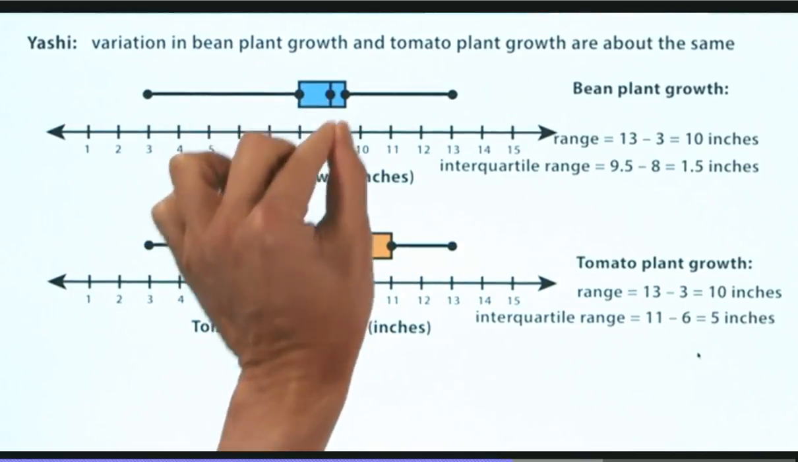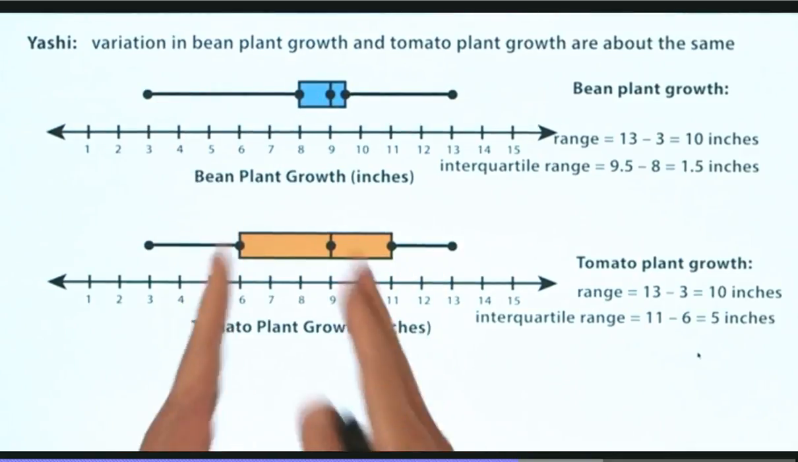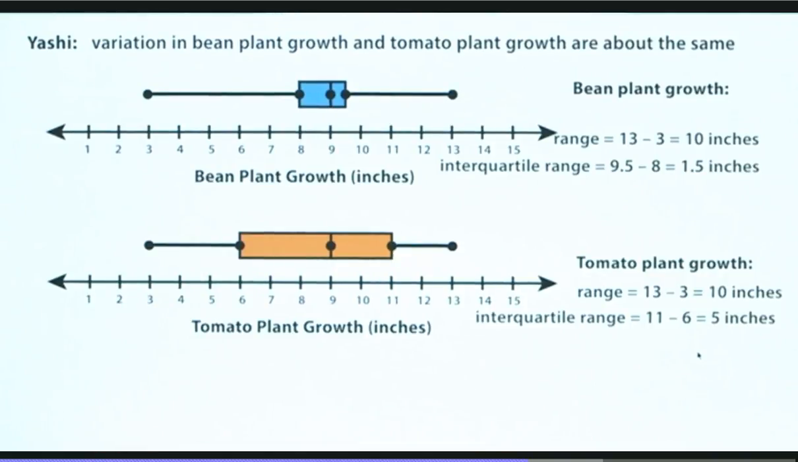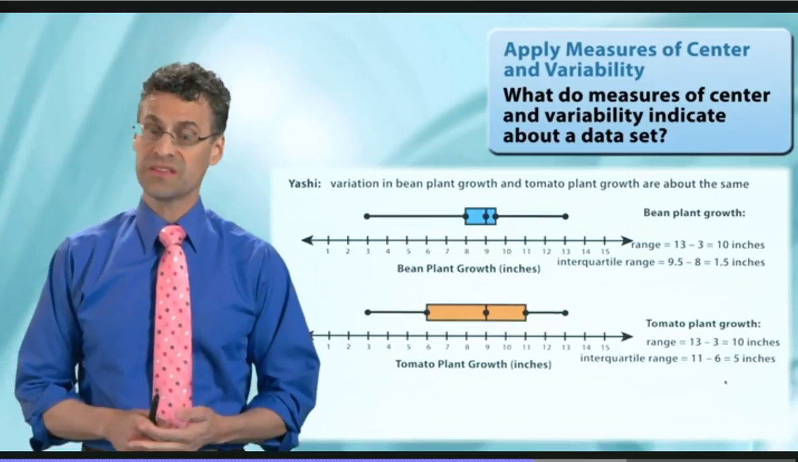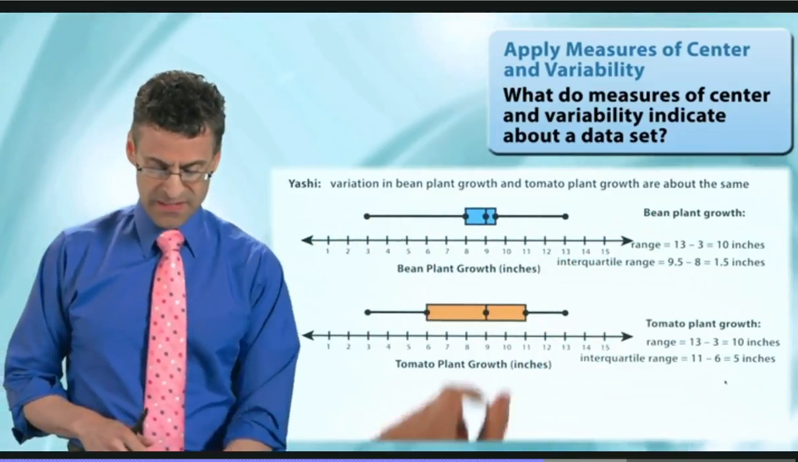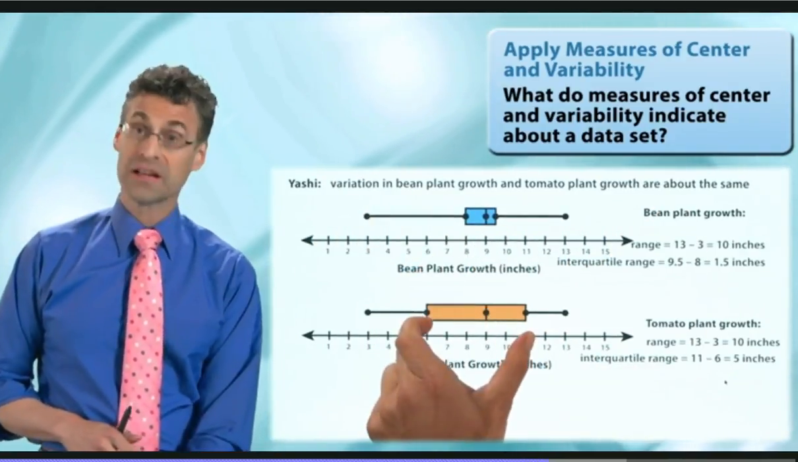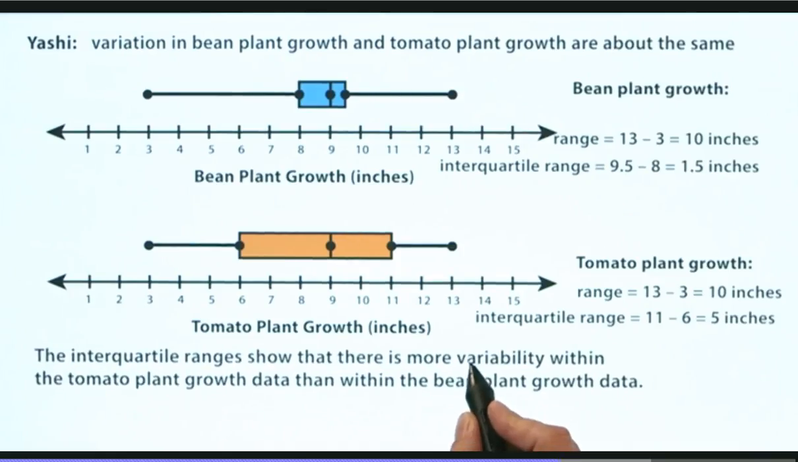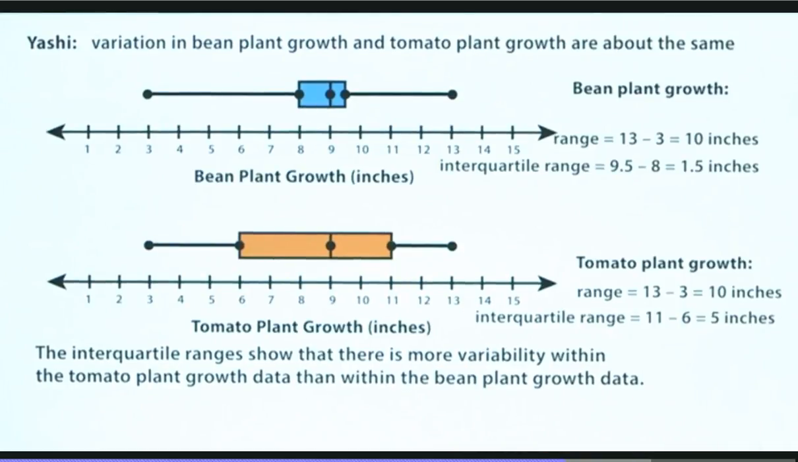The data is much more tightly packed in that second and third quartile, and so therefore, we can see a difference. Even though he says the variation is about the same, I don't think so. This has less variation, and this has more variation. I would think that the interquartile ranges show that there's more variability within the tomato plant than within the bean plant growth data.